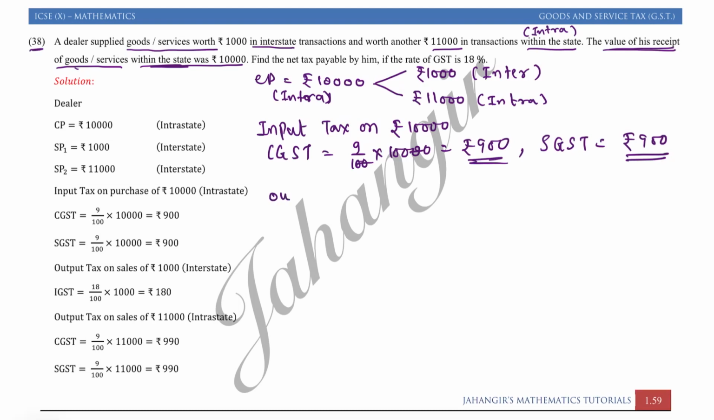Now we will find output tax. Output tax on rupees 1,000 first. That is IGST.